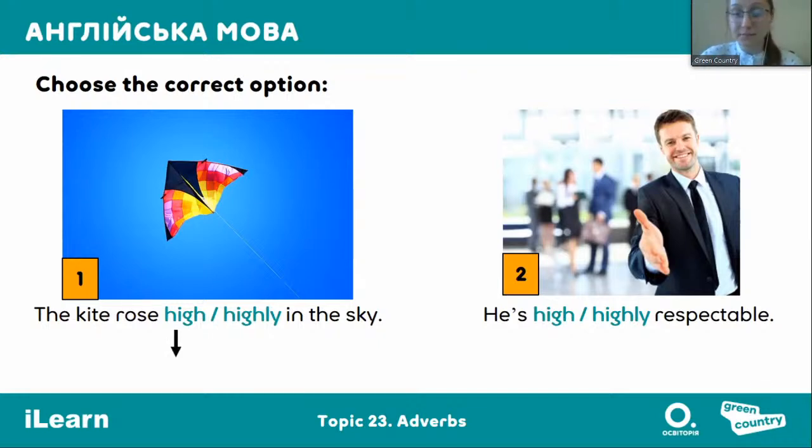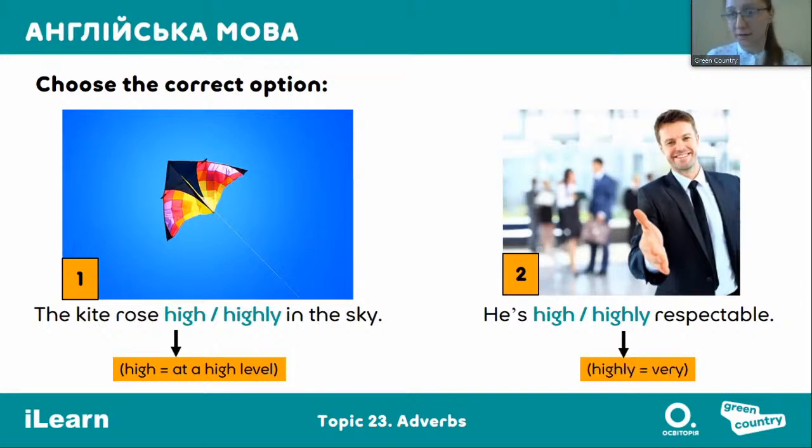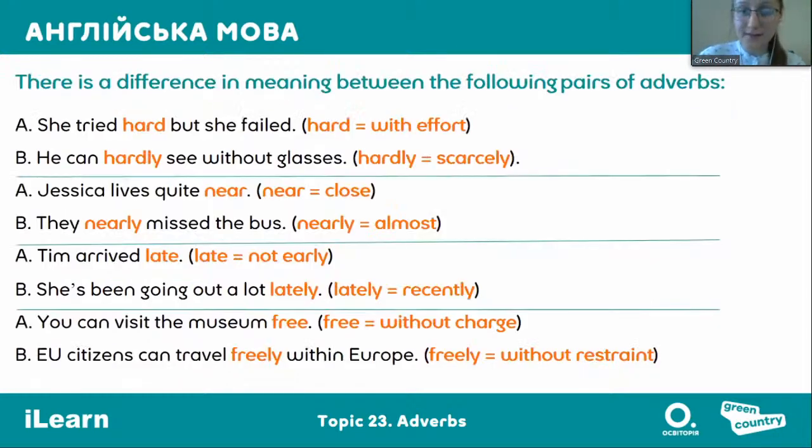But what you need to know is that they have completely different meanings. In the first example, high means at a high level, like high in the sky, yes? And in the second example, it means very. So it's not about the height, it's not about somewhere, yes? But it's about like very, very respectable. He's very respectable, or he's highly respectable. So there are some pairs of adverbs that are almost the same, but have completely different meanings. So let's look at them.